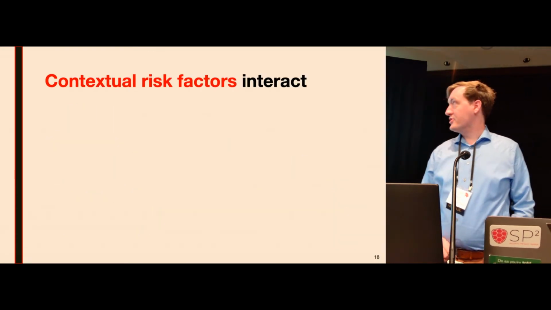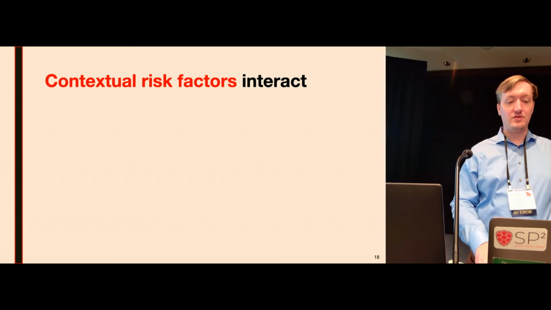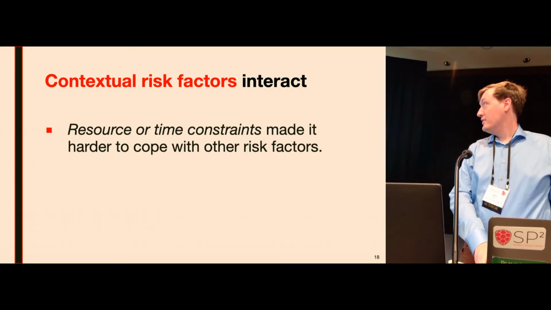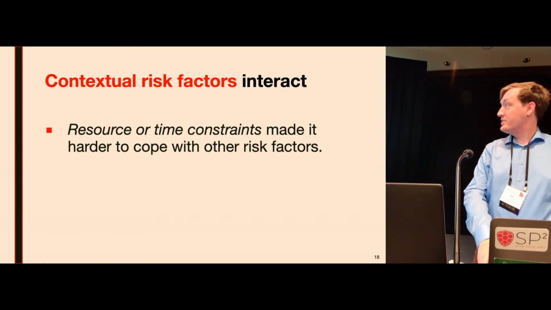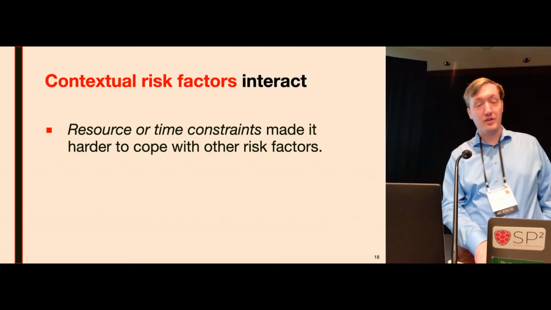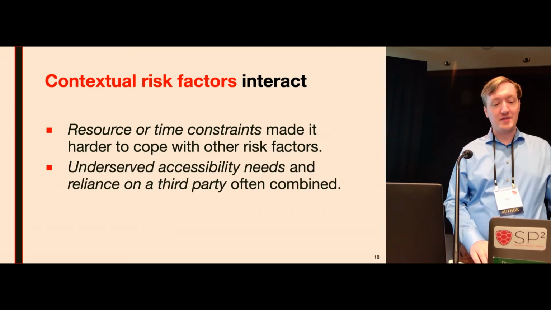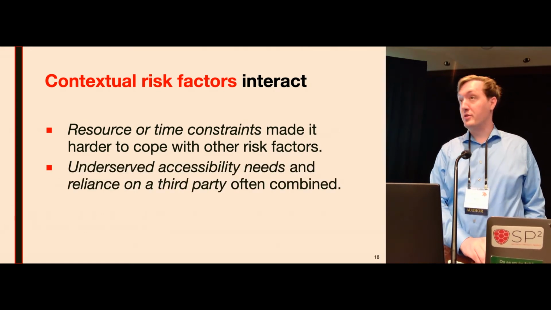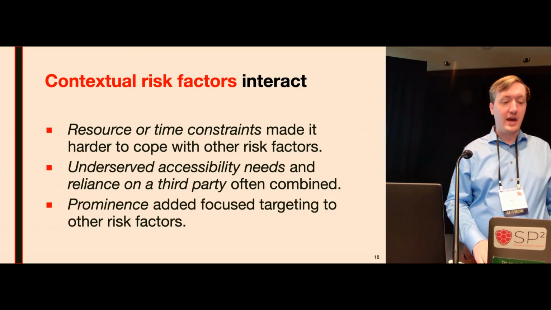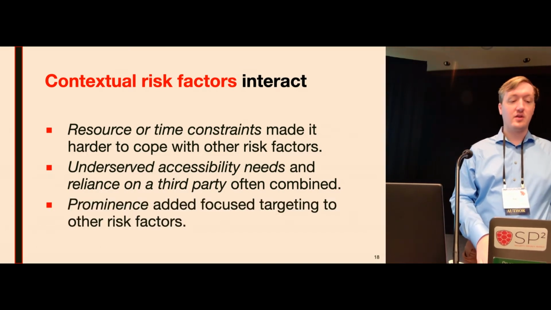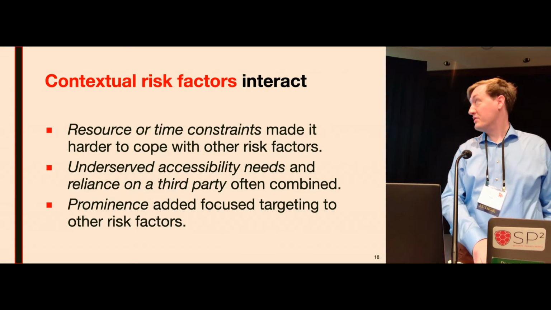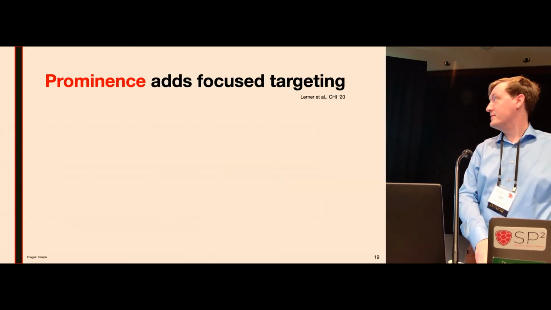We also observed that these contextual factors can interact with one another. So for example, resource or time constraints made it harder to cope with other risk factors. Underserved accessibility needs and reliance on a third party often combined, and prominence added focused targeting to other risk factors, which I will explain now in more detail as an example.